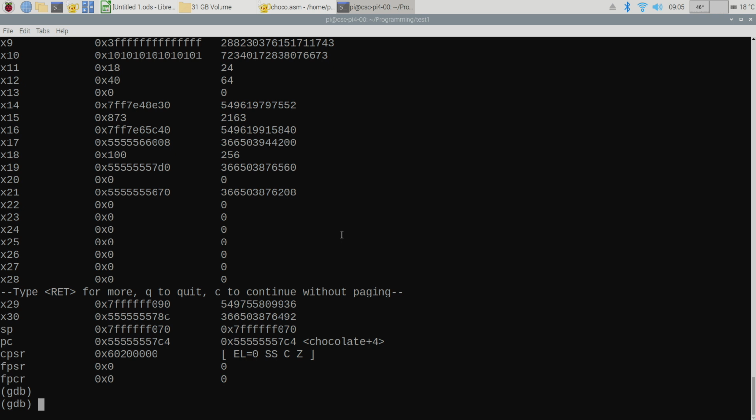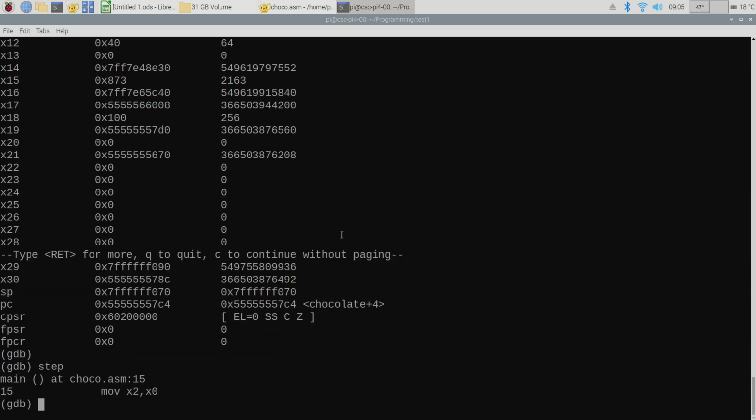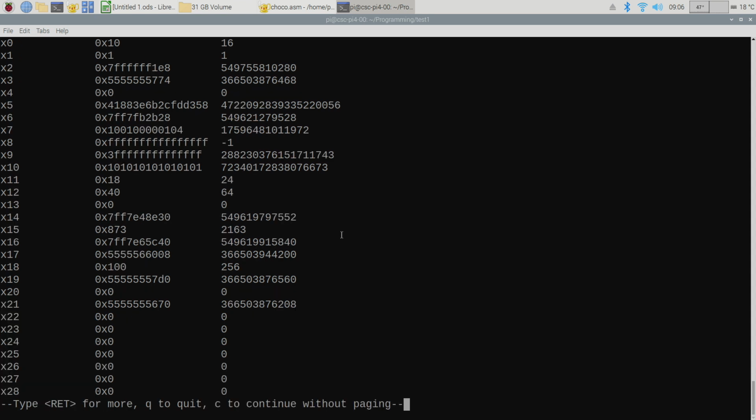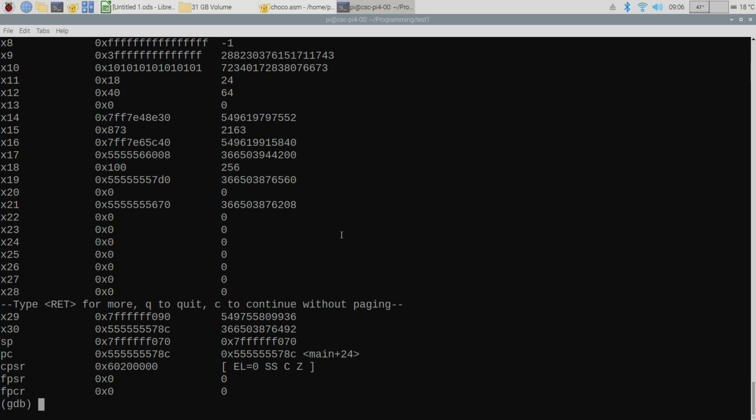What's going to happen if I step one more time? Now I'm going back to the main instruction, but how did I know where to go? Because I had previously recorded the program counter's value. And where am I now? Main plus 24. Okay, does this kind of make sense?